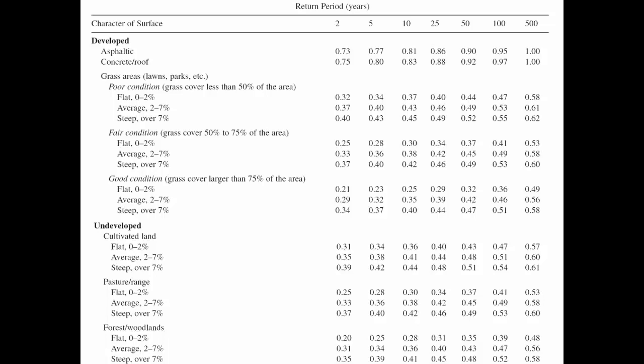And in total, this entire area has 38 hectares of area. So then the composite weighted C value would be 0.495. Okay, so that gives us the C value that you can put into the rational method. All right, so do that.